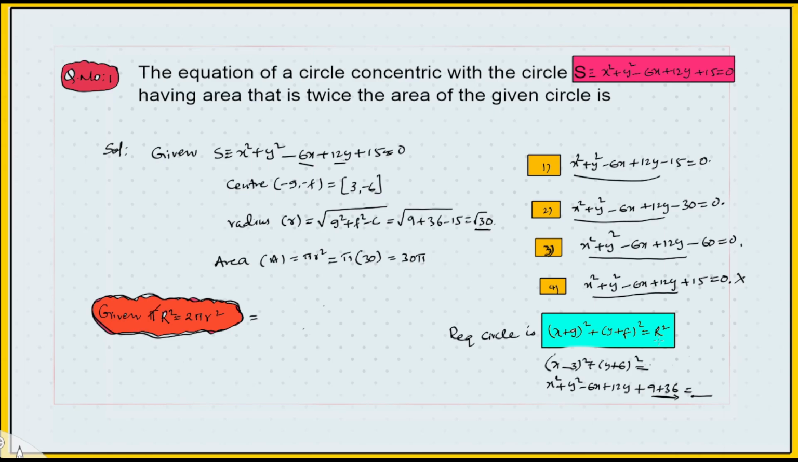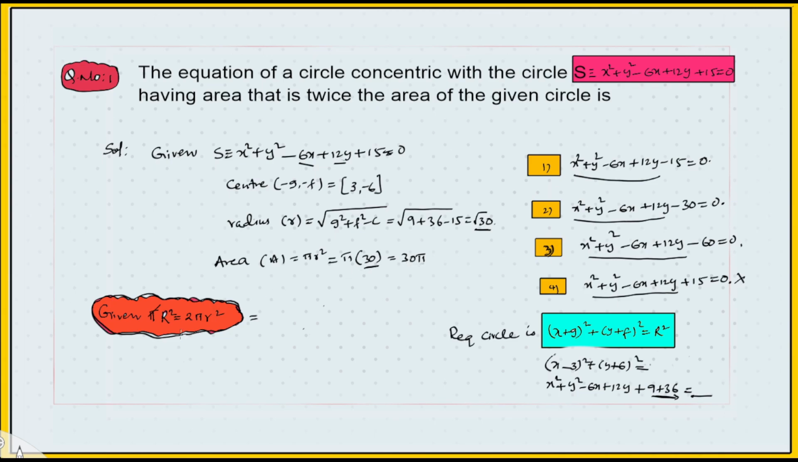But what about r? To find the value of the radius, the given condition is that our required circle has an area that is twice the area of the given circle. So first we have to find the area of the given circle. The area formula is pi r square. So first find out r. The radius formula is root over g square plus f square minus c. So 3 3s are 9, 6 6s are 36, minus 15. 45 minus 15 is root 30. So the area formula is pi r square. Pi times root 30 squared, the root and square cancel, 30 pi. The area of the given circle is 30 pi.